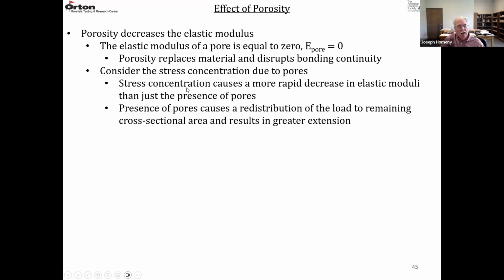So when you have stress concentration, you have a more rapid decrease in the elastic moduli, more so than just the presence of pores, which disrupts the bonding continuity. So when you have a pore present, the stress concentration near the pores results in a greater extension, which gives you a lower elastic modulus. So pores redistribute the load to the remaining cross-sectional area because of the stress concentration. That results in a greater extension. So that also lowers the elastic properties.